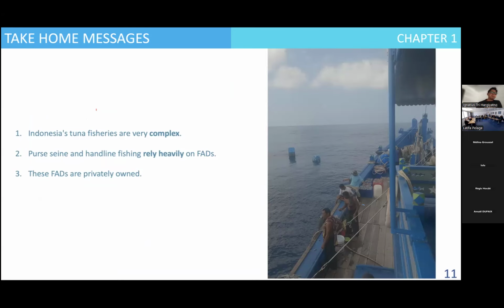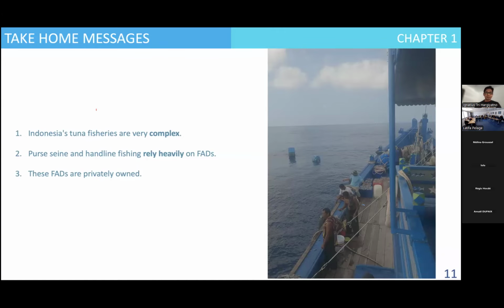And the FAD is privately owned. They provide good maintenance, so the FADs will have a long lifespan, and that will reduce marine pollution. But the worst part is that they didn't want to share their data with us because they want to keep it, since it belongs to them.